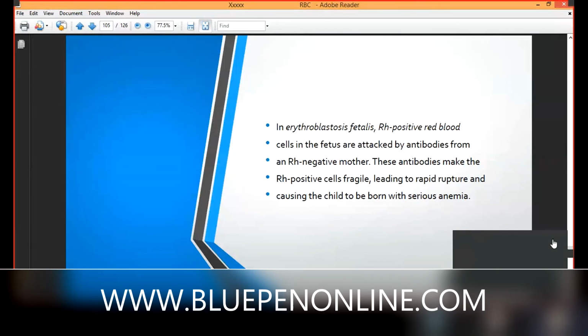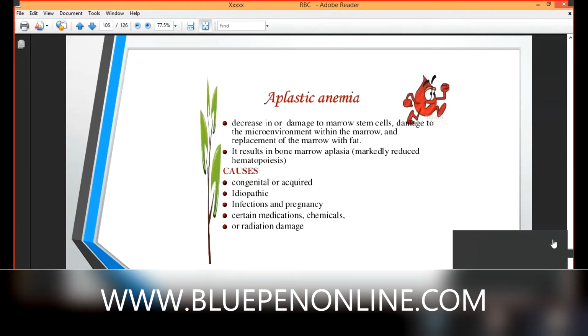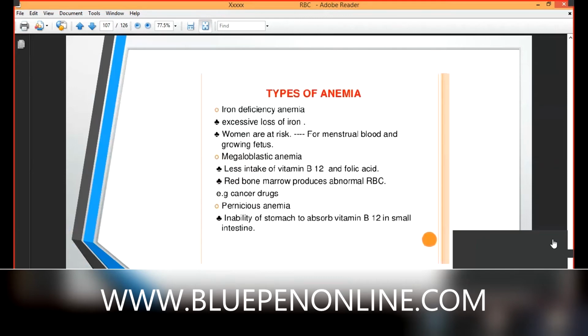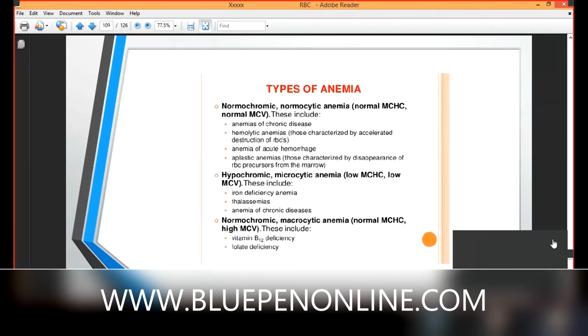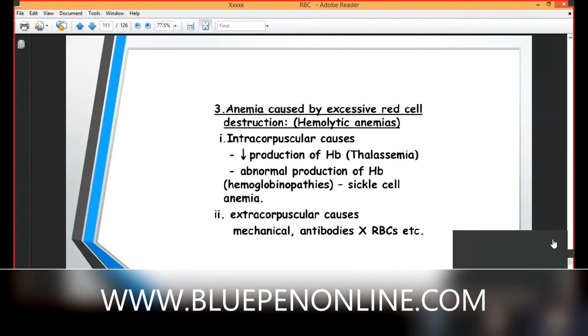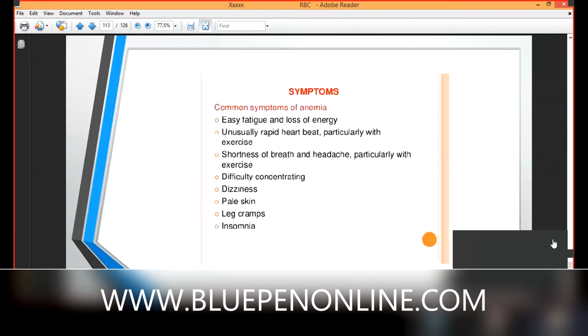Then the classification: morphological classification and etiological classification. Anemia is a red cell reduction. The common symptoms of anemia are fatigue and loss of energy, rapid heartbeat, shortness of breath, headache, difficulty in concentrating, dizziness, pale skin, leg cramps, insomnia and loss of sleep.